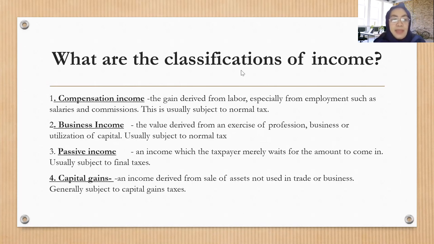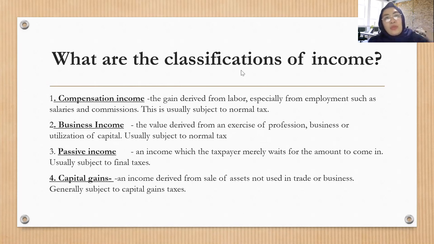Okay. Business income, again, is that derived from the exercise of a profession, business or trade. And these are also usually subject to normal tax. Passive income is where the taxpayer merely waits for the amount to come in. These are usually investments, and usually they are subject to final tax. Capital gains as well. These are income derived from the sale of assets that are not used in trade or business, and usually they are subject to capital gains taxes.